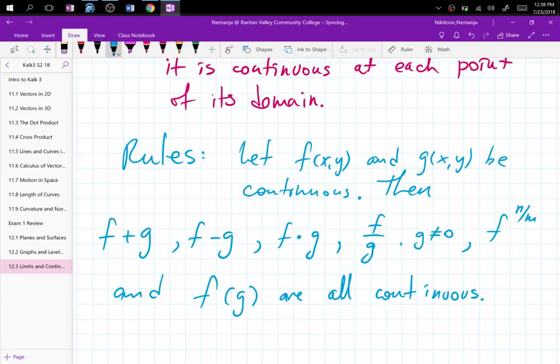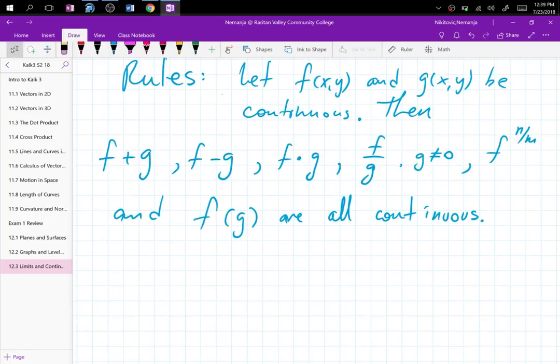So this essentially says any combination of continuous functions results in a continuous function. If you add two continuous functions, you get a continuous function. You compose two continuous functions, you get a continuous function, and so on. That's very useful when you are trying to deal with the continuity of some really crazy expressions. You just break them into smaller parts and you deal with it.